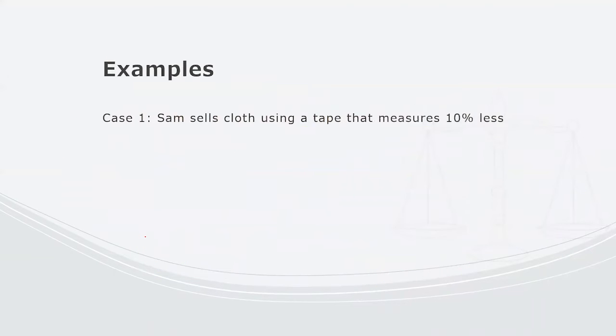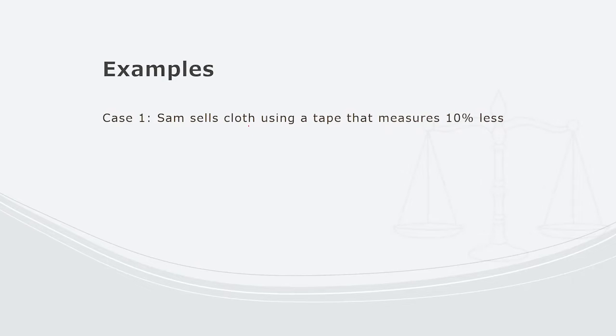Okay, so let's move on. Let's look at our first case. Sam sells a cloth using a tape that measures 10% less. Now it is measuring 10% less than what it should have actually measured. Okay, that's what we are trying to see. Now, intuitively speaking, we might say that it's a profit of 10%, but it is actually not a profit of 10%. So let's go ahead and try and evaluate this.